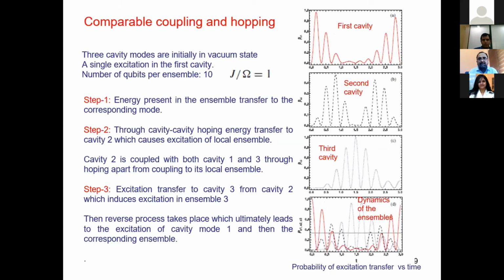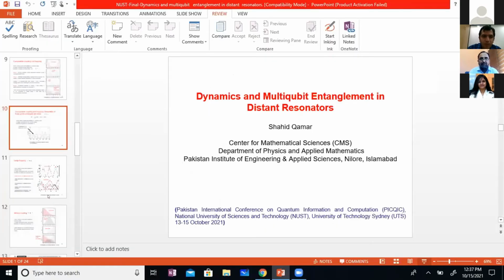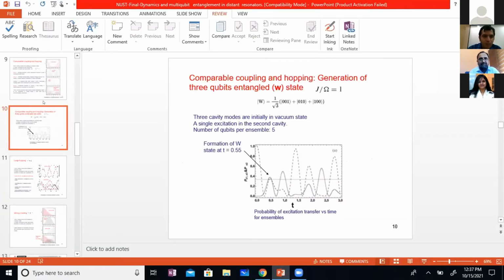Now let's look at the results. The first case is comparable hopping. I'm sorry, the top of the slide is not visible to me. Let me adjust. Okay, I cannot see the top there. Anyhow, I will try to explain from here.